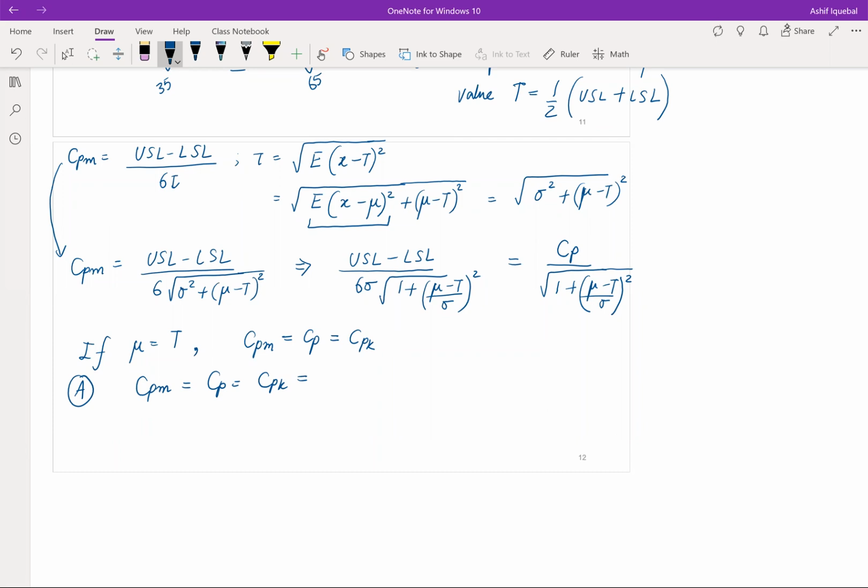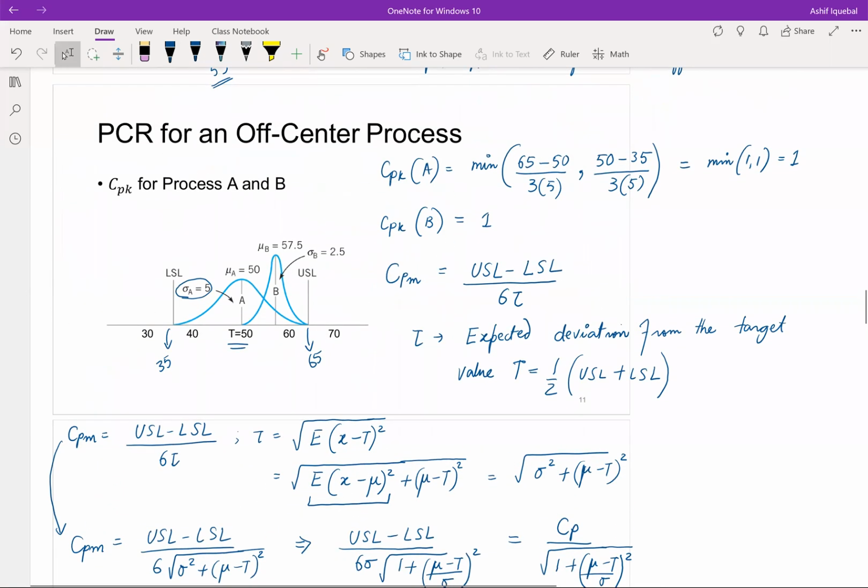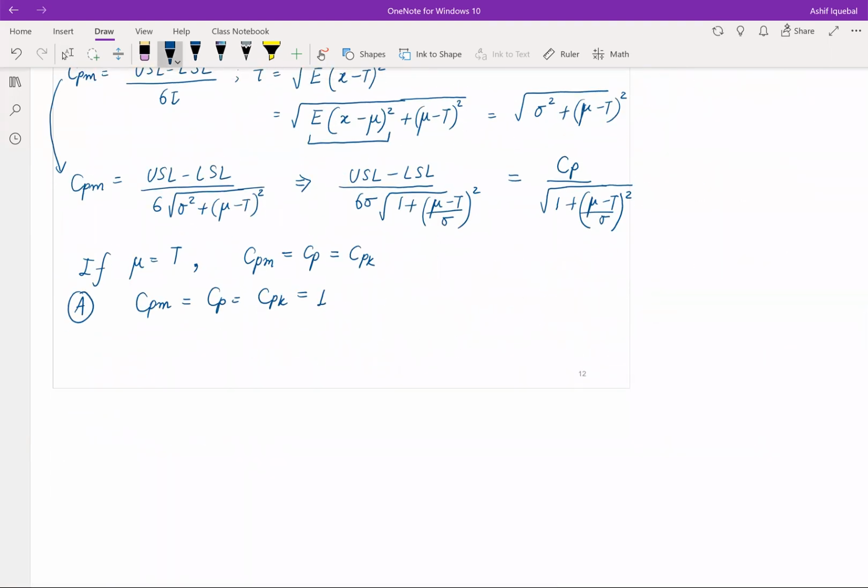And we already have this value, right? We have the value of CPK for process A, which is 1, right? So let's plug this here. For process A, this is equal to 1. Let's calculate this value for process B.